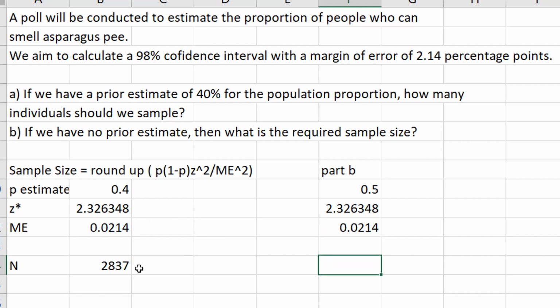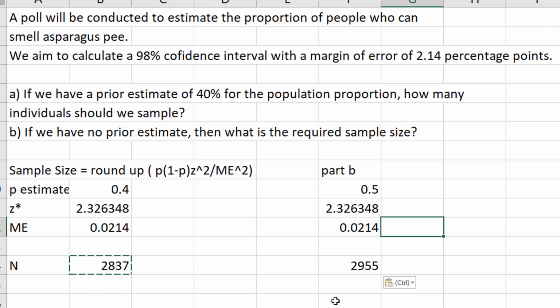Okay, so I'm going to actually just use the same formula, see what I get. If I use 0.5 instead, 2,955 individuals will get me a confidence interval with a margin of error that's at most 2.14 percentage points. It may be lower than that, but this is the most I would need to sample in order to hit my target. And I might do better.